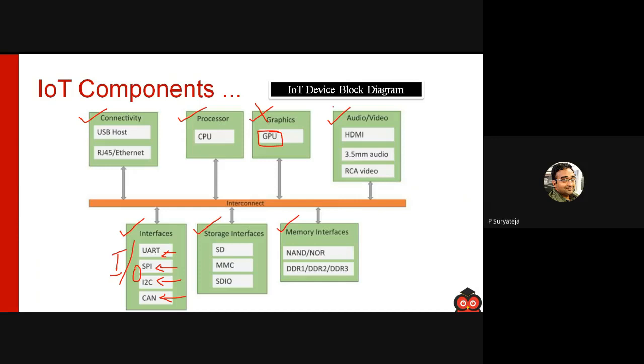Among all these things, graphics is optional, audio video is optional. The rest of the components are mandatory or essential. Every IoT device should have some connectivity component for communicating the data, some processor or microcontroller for performing computations, some kind of IO interfaces, and a memory interface, either internal or external memory. So that is about IoT devices.